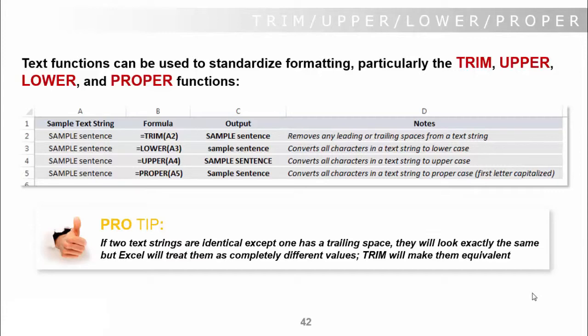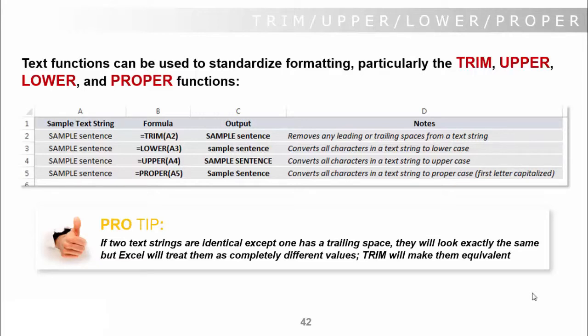Alright, let's kick things off by talking about four pretty simple text functions: trim, upper, lower, and proper. Starting with trim, basically all it does is remove any leading or trailing spaces from a text string. And while that might seem like kind of a trivial thing for a function to do, it's actually really important.